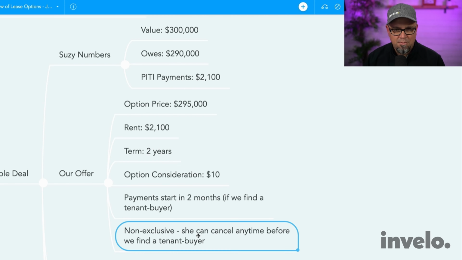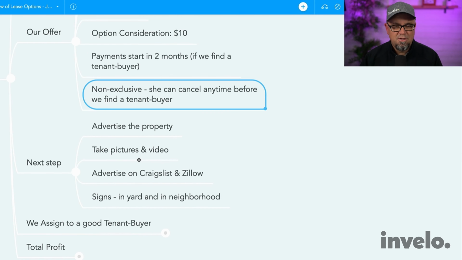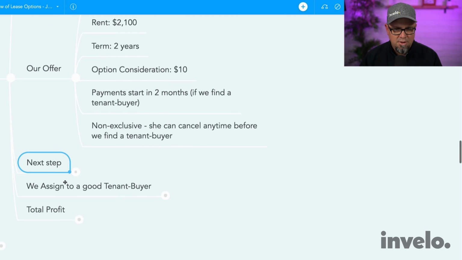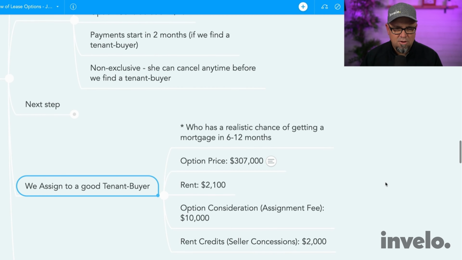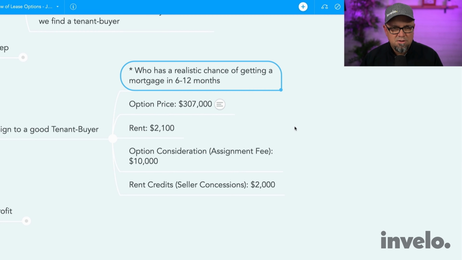And again, the agreement is non-exclusive, so she can cancel it or you can cancel it anytime before you find a tenant buyer. You're not tying up the property. So then we advertise the property, take pictures, advertise it on Craigslist, Zillow, put signs in the yard, etc. And then we assign the contract to a tenant buyer who has a realistic chance of getting a mortgage in 6 to 12 months. We set the option price up to $307,000.